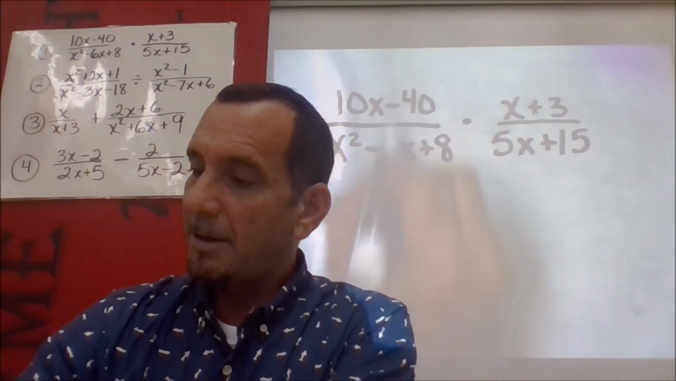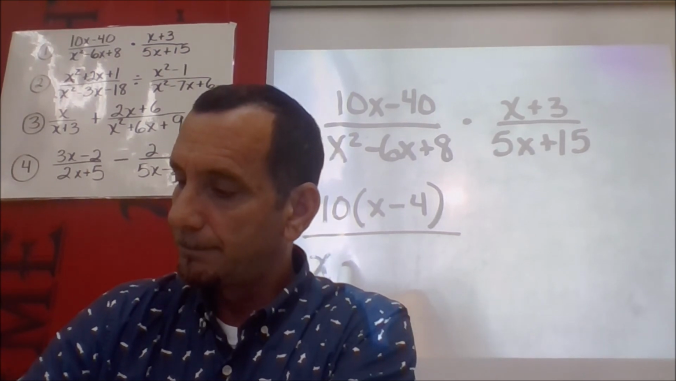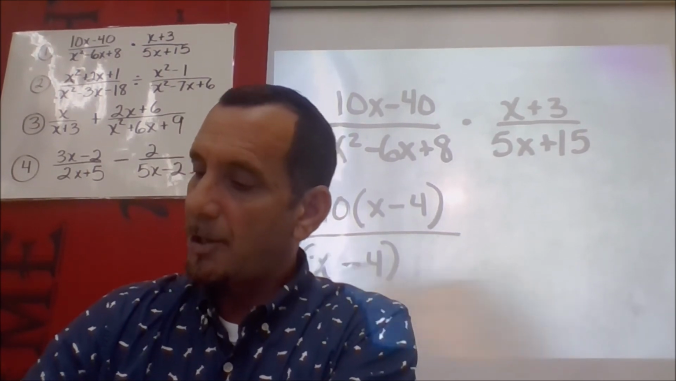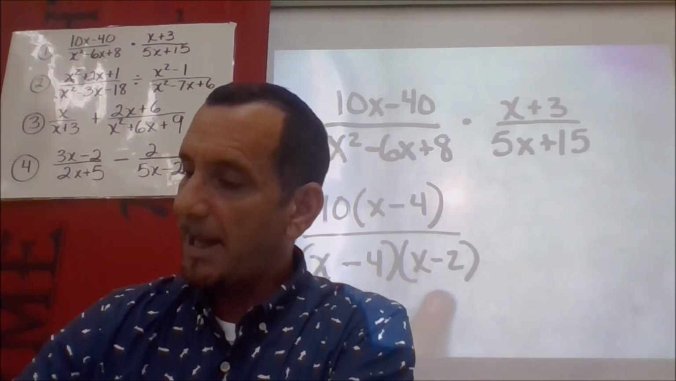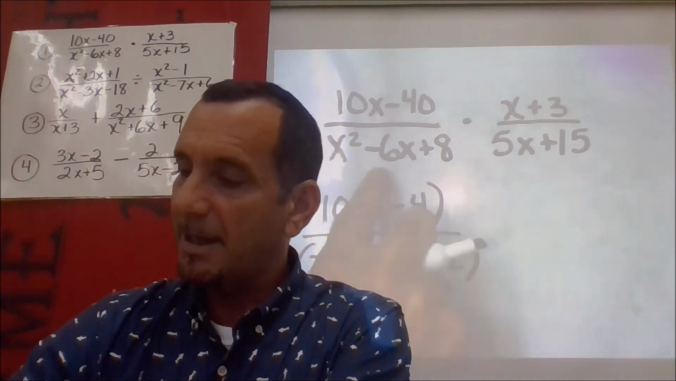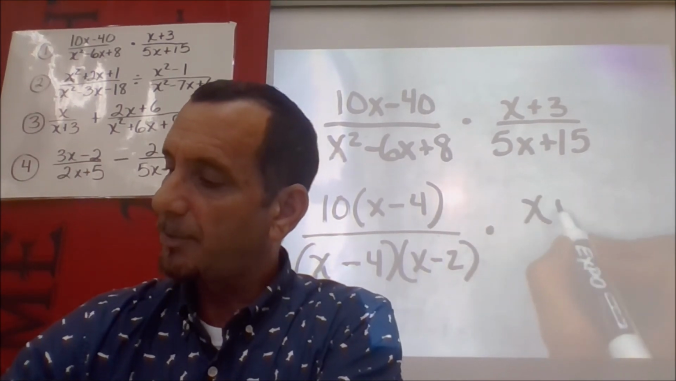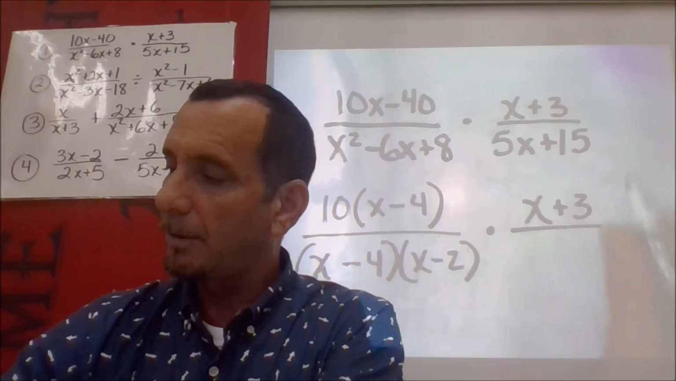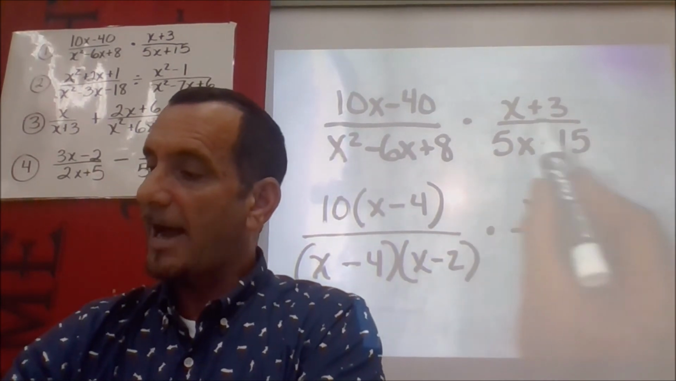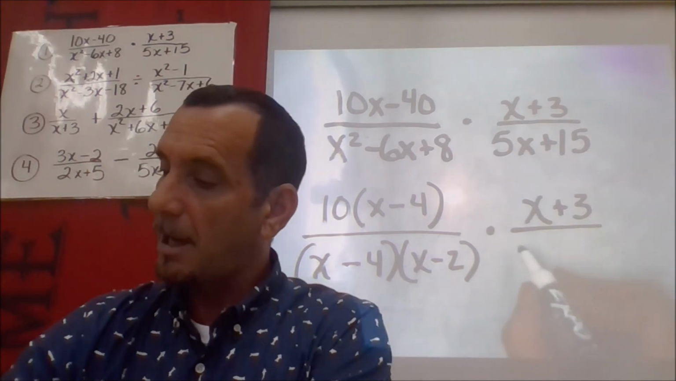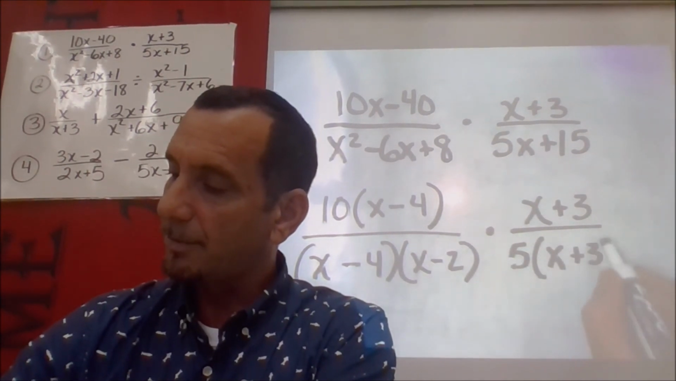The denominator of the first expression is a very simple trinomial factoring problem. Multiply to get a positive 8, add to get a negative 6, done. And now we have an x plus 3 in the numerator here, which is already in its simplest form. And we can factor 5x plus 15 by greatest common factor, 5 times x plus 3.